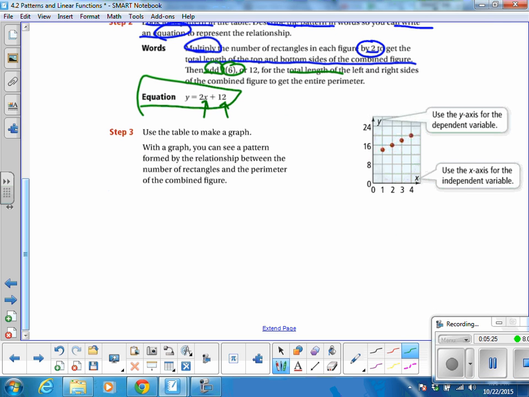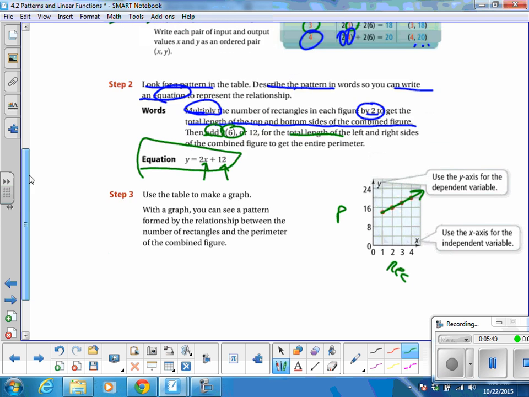And that's going to bring me to my graph. My independent variable down here is the number of rectangles. And this on the side here is going to be my perimeter. So my perimeter is definitely increasing as I increase more rectangles. And this plays out in that fashion.